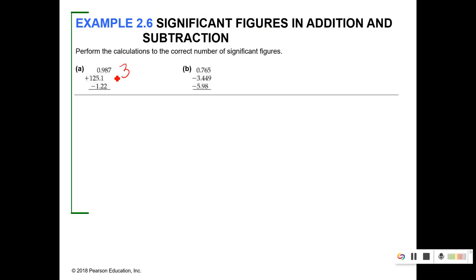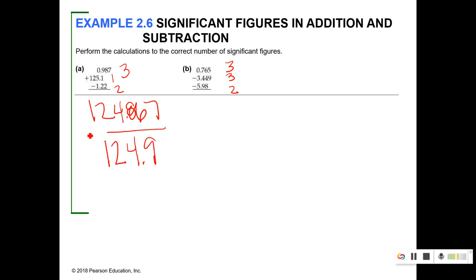So here I've got 3, 1, 2, 3, 3, 2. So from this first one, we're only keeping 1 after the decimal. I get 124.867. So my answer is 124.9 because the 6 rounds my 8 up.